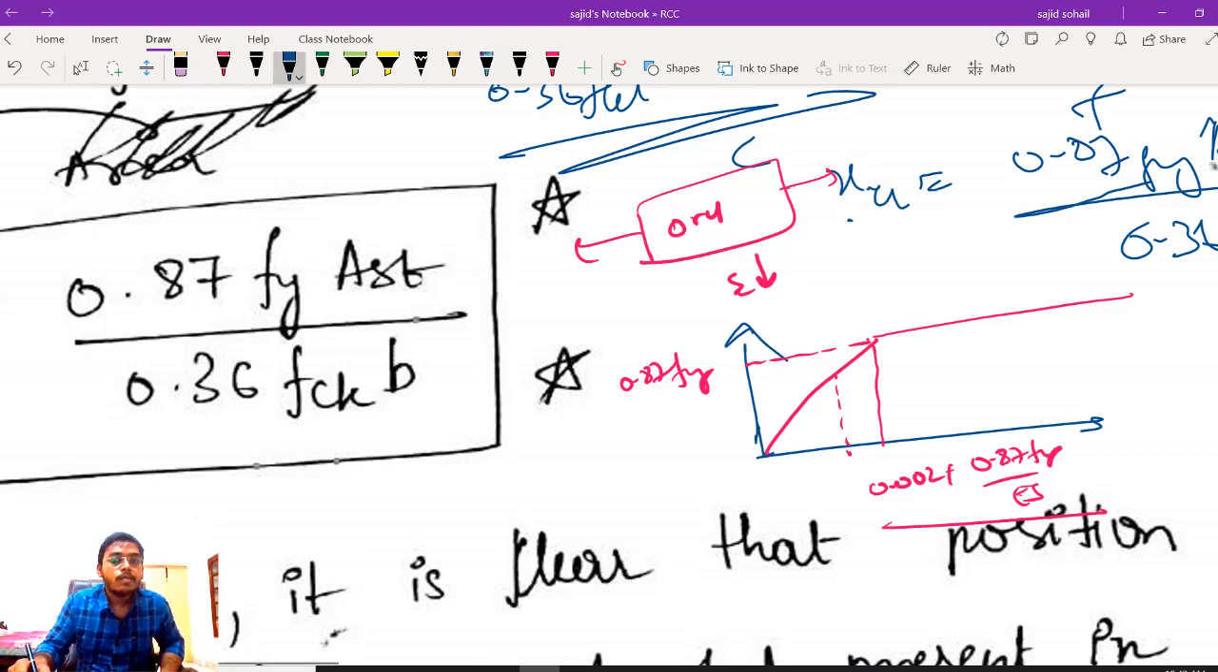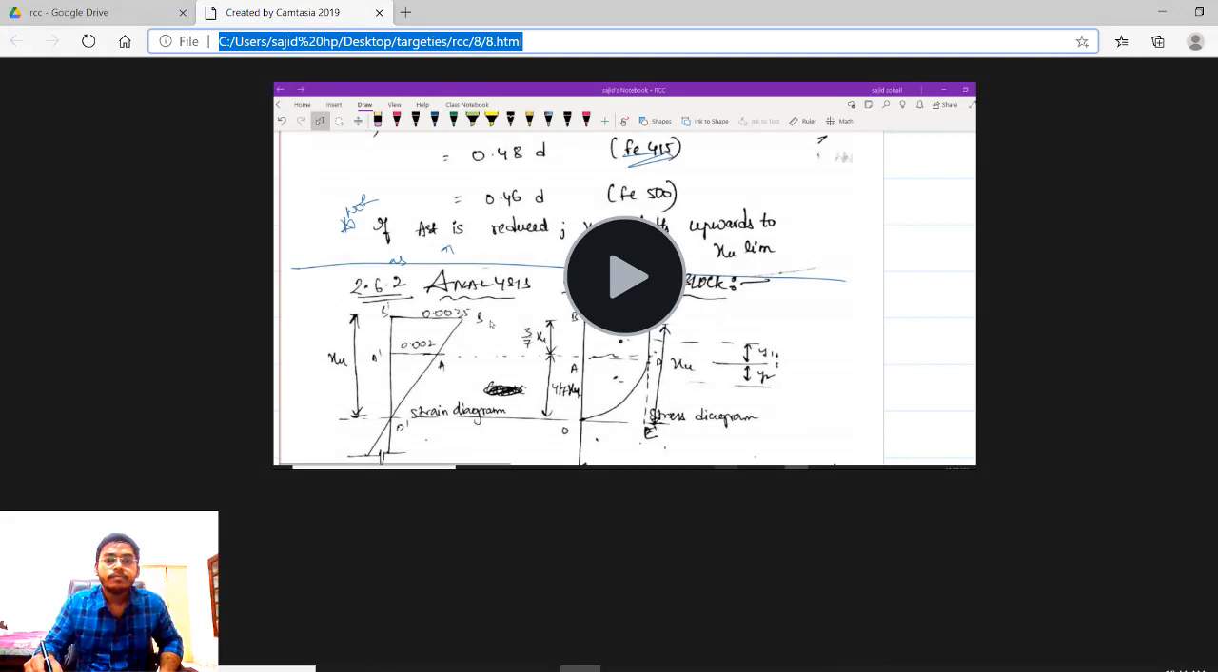So what will your maximum stress be? It won't be 0.87 Fy. So you will be getting the stress less than 0.87 Fy. So just give me a second. You cannot literally use this formula. You cannot literally.